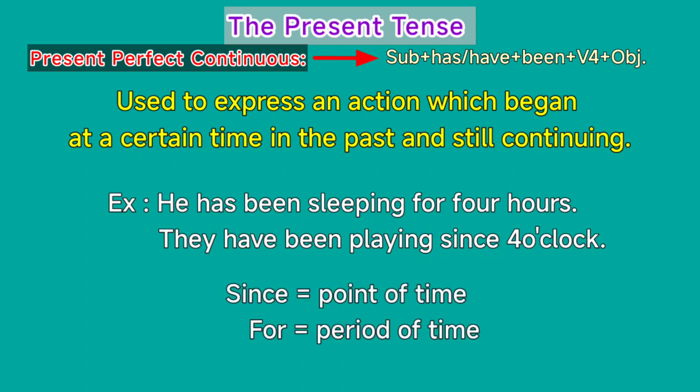Here, since is used with a point of time and for is used with a period of time. Point of time means the start of the action, when the action started. That's why we said since 4 o'clock: at 4 it started, point of time. So we have to use since. But when we say for 4 hours, it's a period of time, and before a period of time, for is used. I hope everything is clear so far.